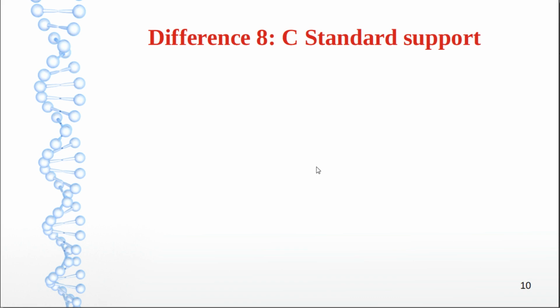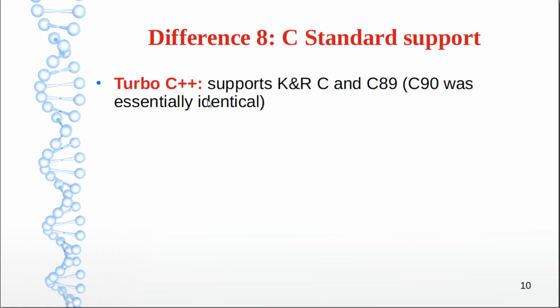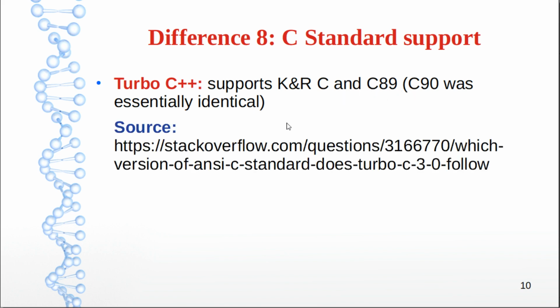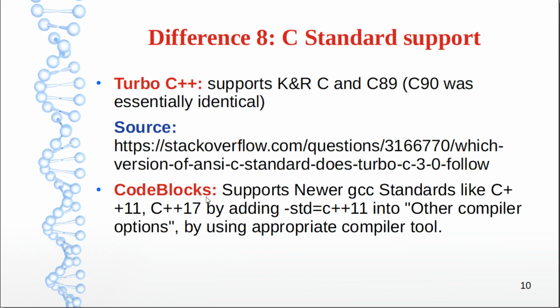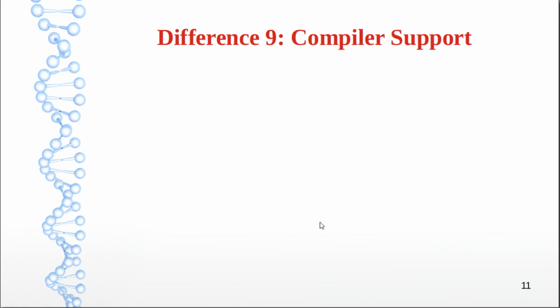Which C standard is supported? TurboC supports K&R C or C89, whereas Code::Blocks supports newer GCC standards like C++11, C++17, that we can add by applying -std=c++11 into other compiler options by using the appropriate compiler tools.